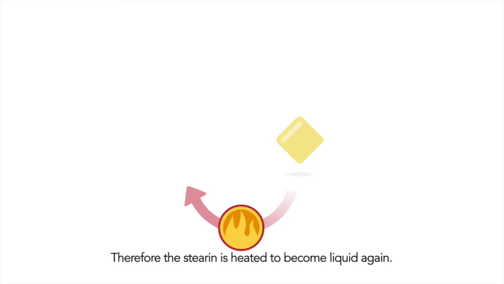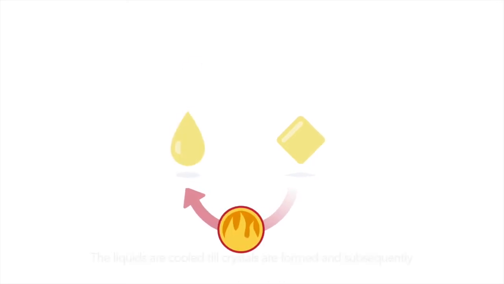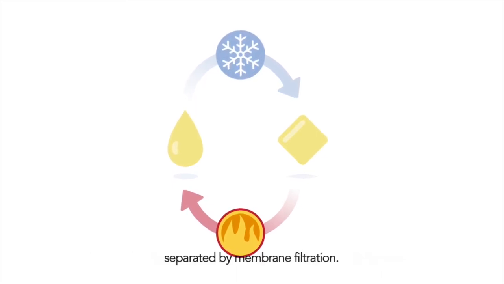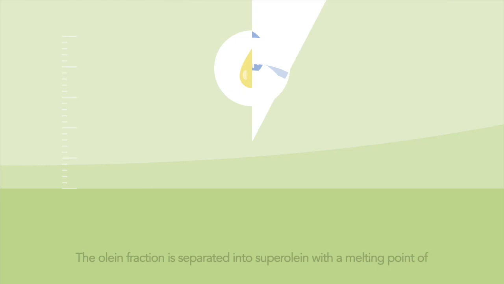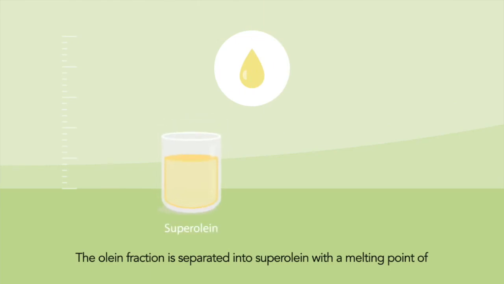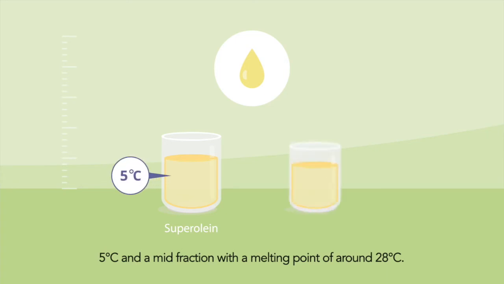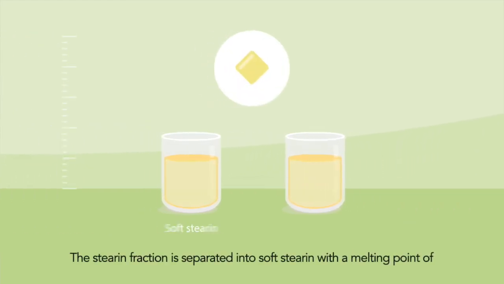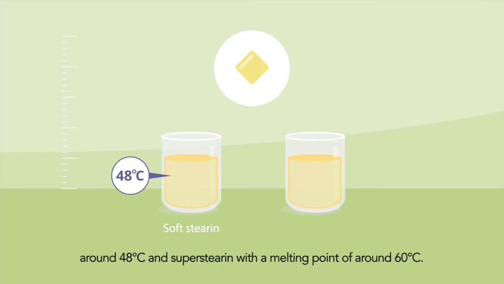Therefore, the stearin is heated to become liquid again. The liquids are cooled till crystals are formed and subsequently separated by membrane filtration. The olein fraction is separated into superolein with a melting point of 5 degrees Celsius and a mid-fraction with a melting point of around 28 degrees Celsius. The stearin fraction is separated into soft stearin with a melting point of around 48 degrees Celsius and superstearin with a melting point of around 60 degrees Celsius.